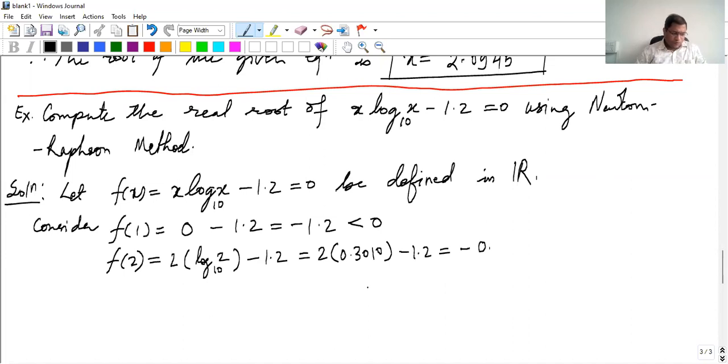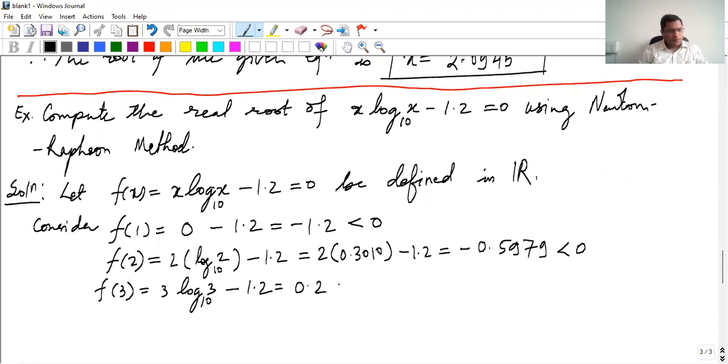5979. Is it greater than 0 or less than 0? Less than 0. Again, it is less than 0. So next we have to calculate what is f of 3. So it will be 3 into log of 3 to the base 10 minus 1.2.